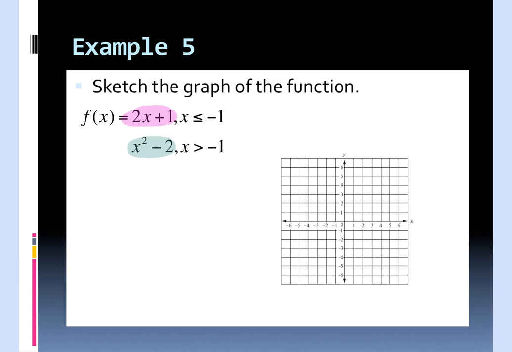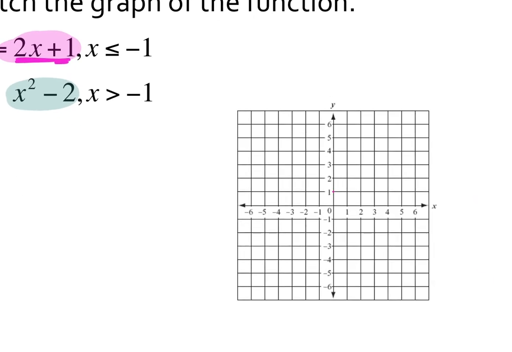So for 2x plus 1, I'd start at 1. And I'd go up 2 and to the right 1, or down 2 and to the left 1. And I draw the line. Now I want this to be where x is less than or equal to negative 1. So I want to start where x is negative 1, and I want to go from there. And I want to erase the other side.